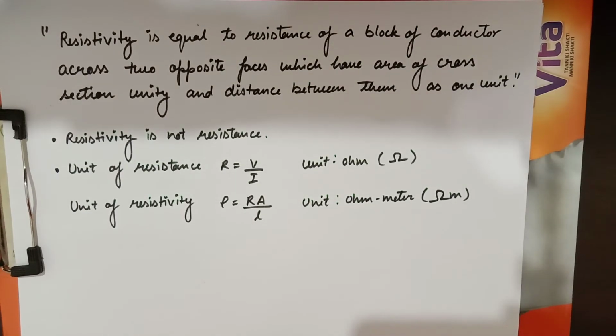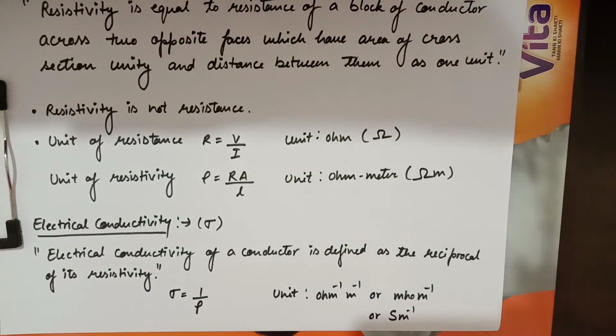Now we will see the conductivity of a conductor. The electric conductivity of a conductor is defined as the reciprocal of its resistivity. As we know, the formula for resistivity is RA divided by L, or rho is equal to m divided by ne square tau. So electrical conductivity sigma is the reciprocal of its resistivity. Its unit will be per ohm per meter, and per ohm can be written as mho or Siemens. So it is mho per meter or Siemens per meter.